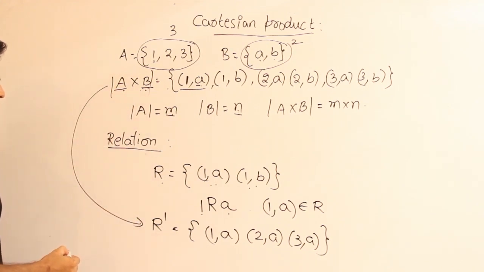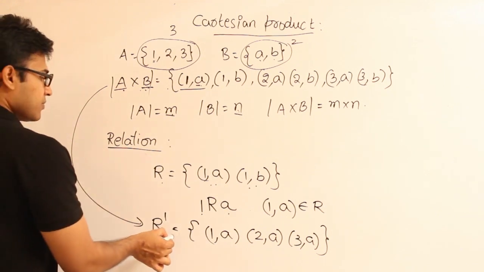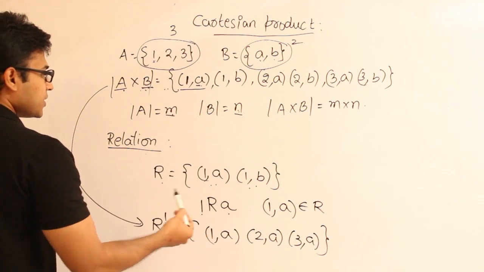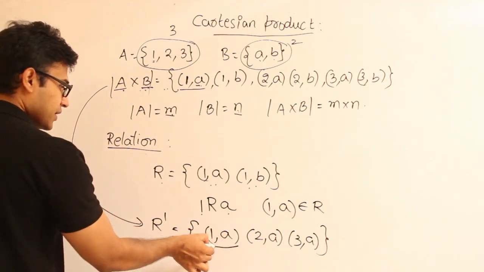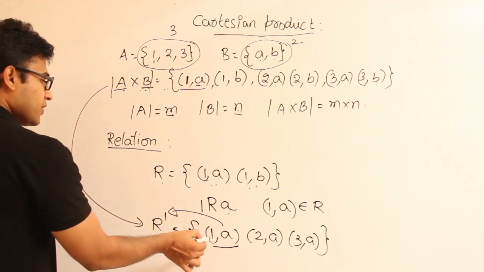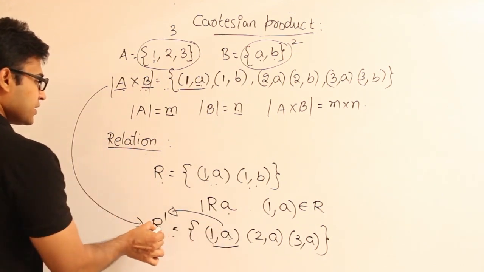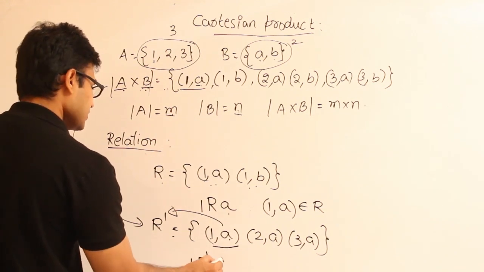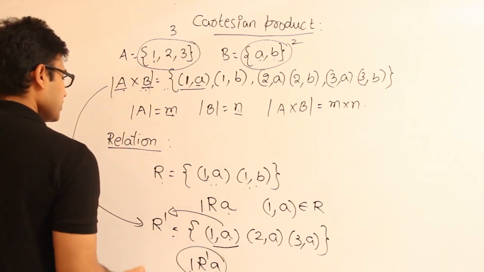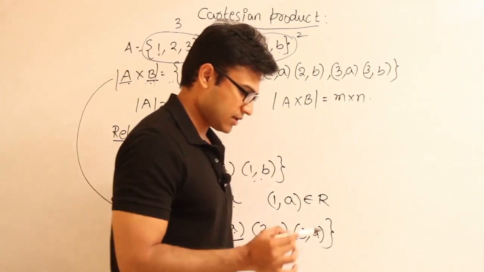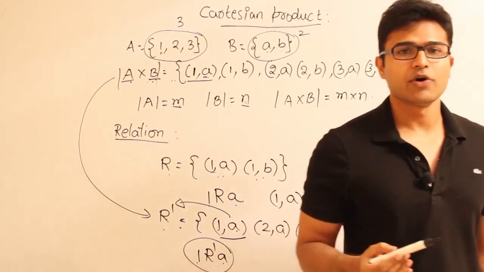Got it? So what does it mean? A relation is nothing but a subset of the Cartesian product. You can take any subset, and it will be called a relation, and the elements of that are said to belong to this relation, or 1 is related to a through the relation R. It can be written like this, 1 R dash a. What does it mean? (1, a) belongs to the relation R dash.